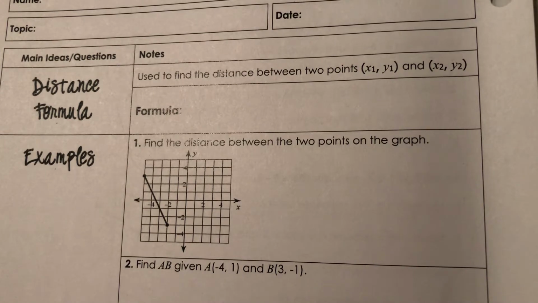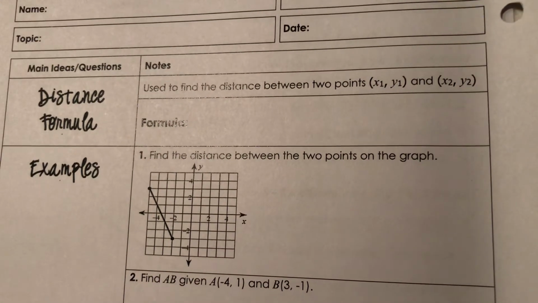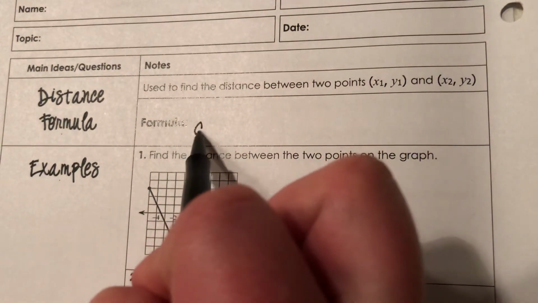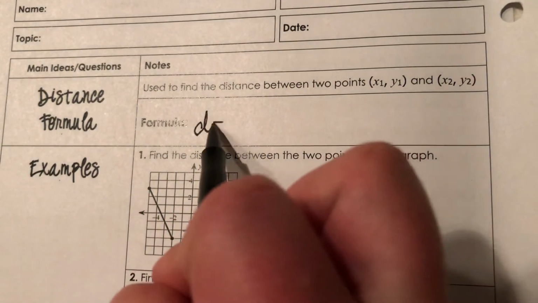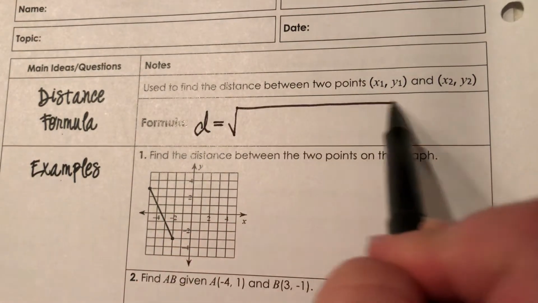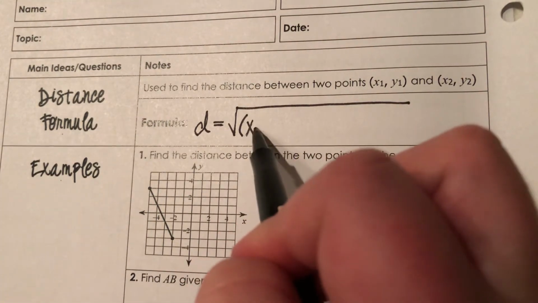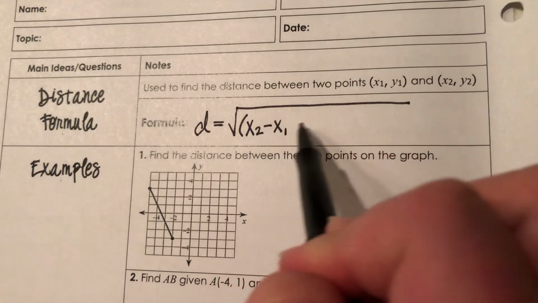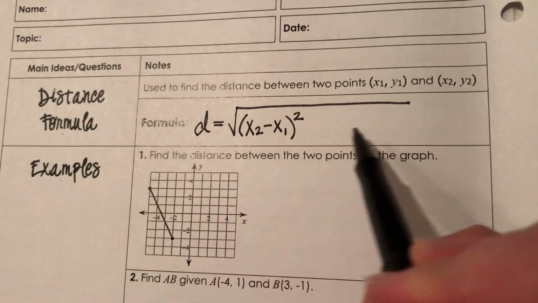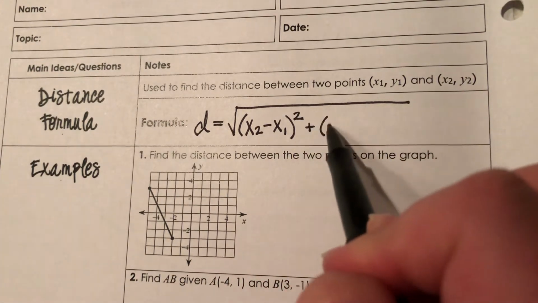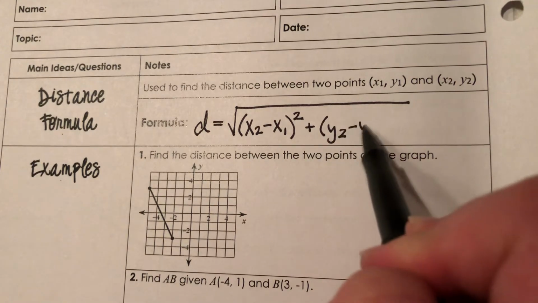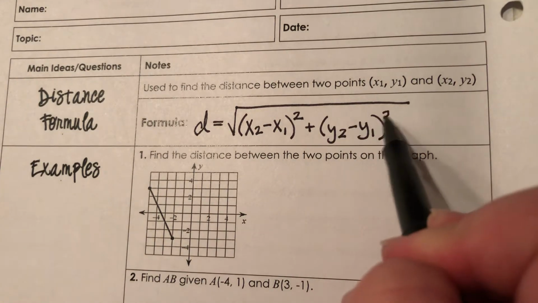So first off, the distance formula is a formula that uses 2 points, so we label them x1, y1, and x2, y2. And our formula, we use d for distance equals the square root, and inside the square root we have x2 minus x1 squared plus y2 minus y1 squared.